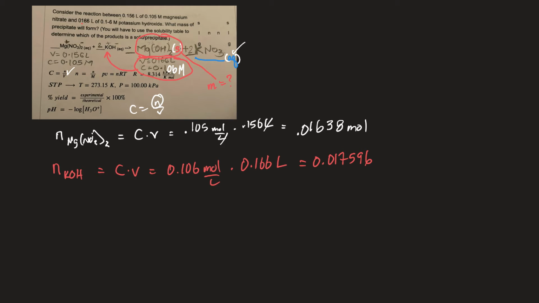Okay, now since my ratio up here is 1 to 2, that means that for every 1 magnesium nitrate, I need 2 potassium hydroxides. So you might be able to just look at it and say, well, if I double this, it's going to be more than that. Therefore, potassium hydroxide is my limiting reactant. If you can't see that, we can do it like we usually do. I always take the first one.